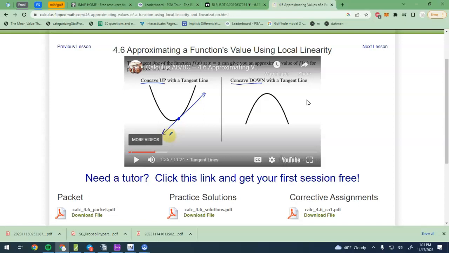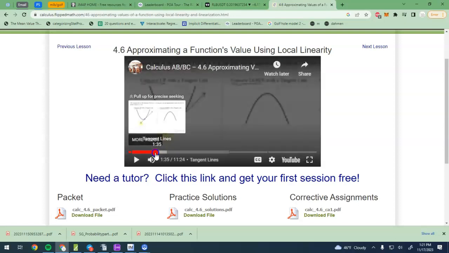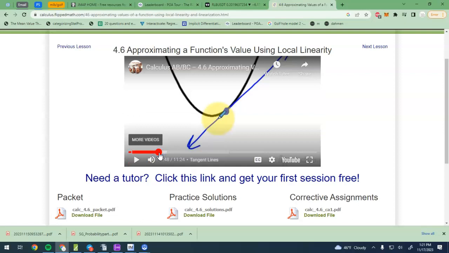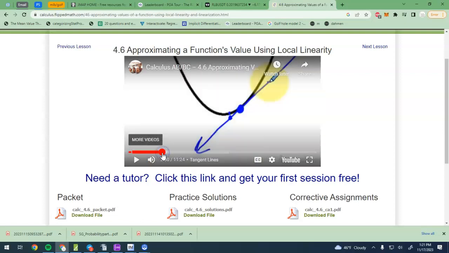What I'm allowed to do for an estimate is, let's say I wanted the value of the function right there, but I don't know it. So what I'm going to do is find the equation of the tangent line, plug this x value into the tangent line, and it's going to get me pretty close, right? It's not going to be exact, but it's going to be close-ish.